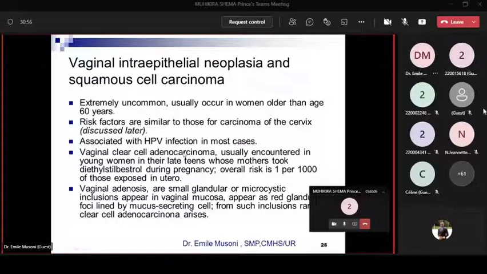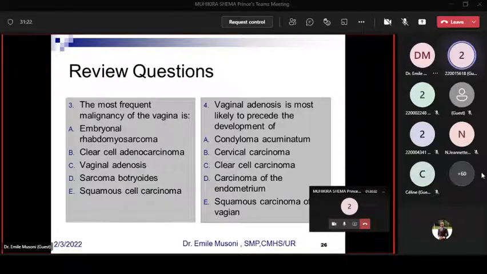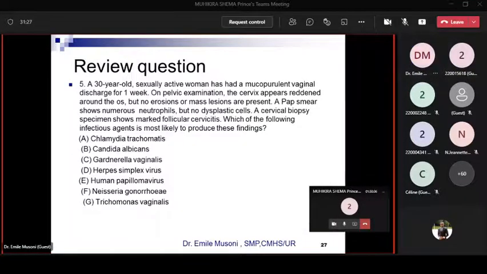So the most common tumor is the squamous cell carcinoma. There is vaginal adenosis. These are not common. It is like an inclusion, and they appear in the vaginal mucosa as red glandular foci lined by mucus-secreting cells. So this one is not common. Here there are some questions. You will see them for review.